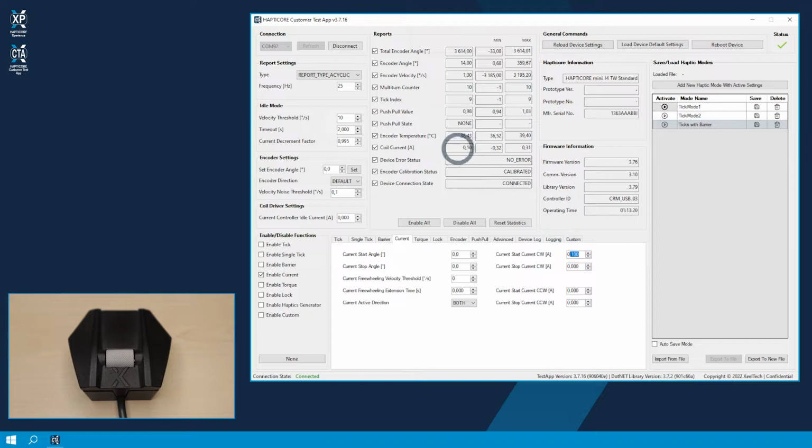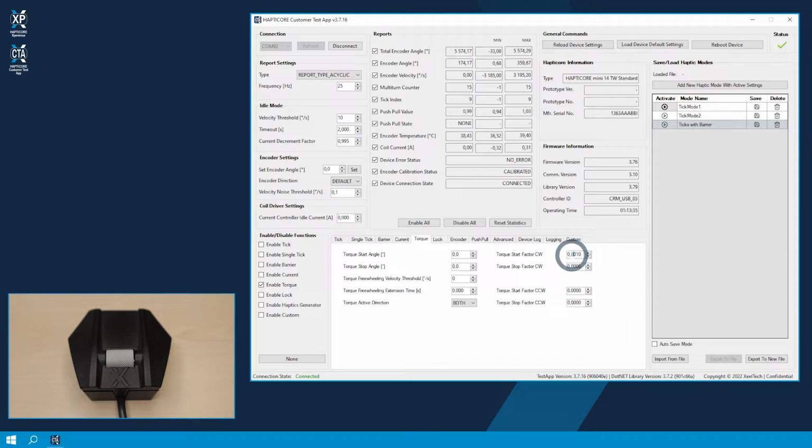You can also observe this in the reports. Regardless of how fast we turn, the coil current remains constant at 0.1 amps, which we defined in the current function. The torque function, which we now activate, is working a different way.